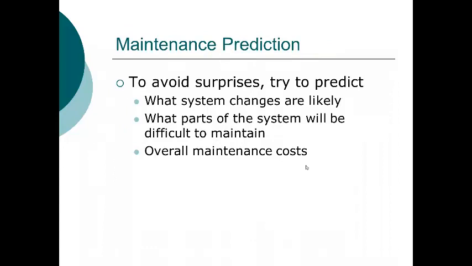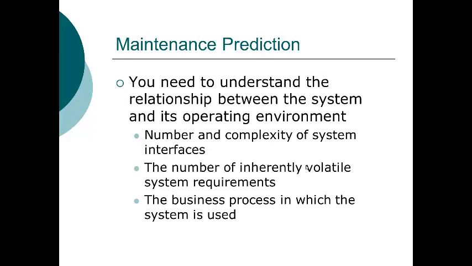So to avoid surprises, try to predict what system changes are likely, what parts of the system are going to be really difficult to maintain, and the overall maintenance costs. You need to understand the relationship between the system and its operating environment, the number and complexity of system interfaces, the number of inherently volatile system requirements, and the business process in which the system is used.